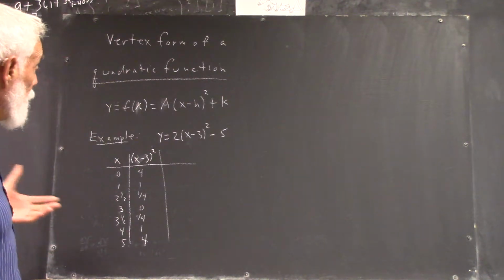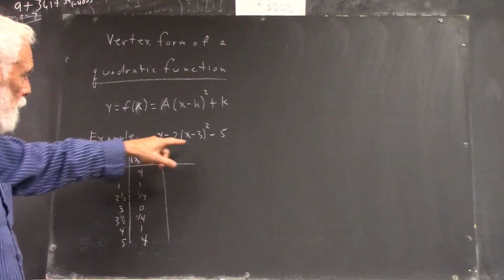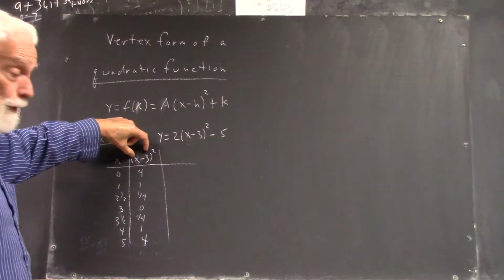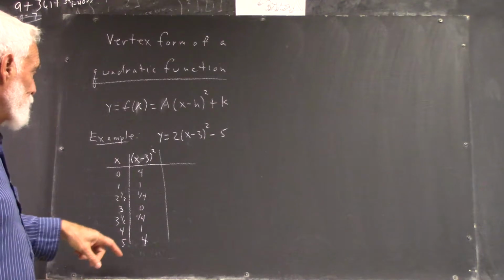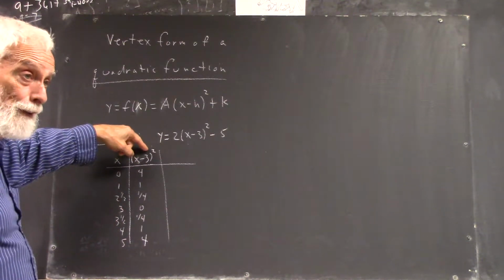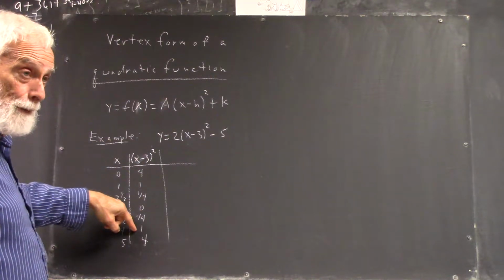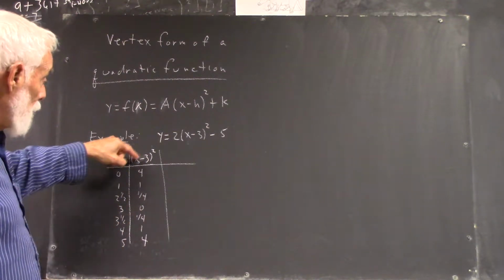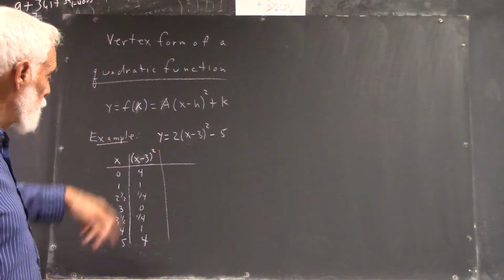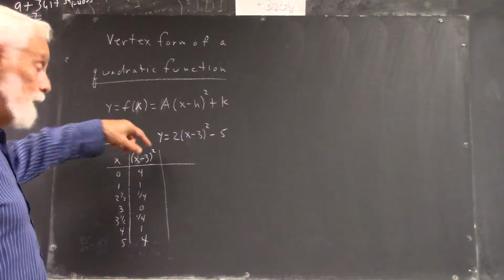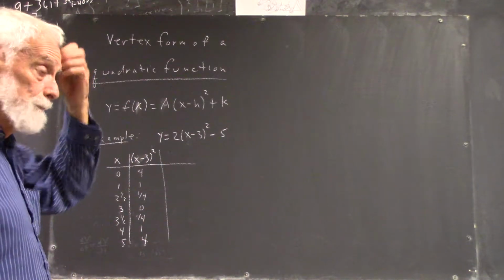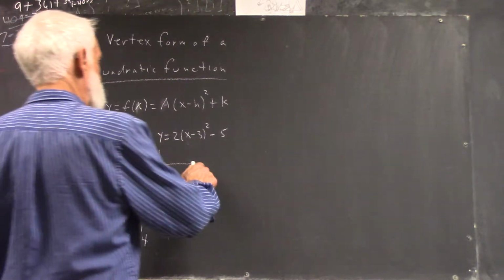Now you can figure these out. If x is 3, 3 minus 3 squared is 0, because 3 minus 3 is 0. If x is 4, then x minus 3 is 1, and you square 1, you get 1. Then 5 minus 3 is 2, and it gives you 4. And so on for the others. 3 and a half minus 3 is 1/2, and 1/2 squared is 1/4.